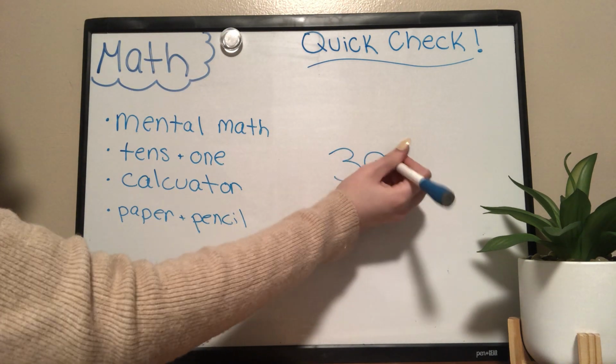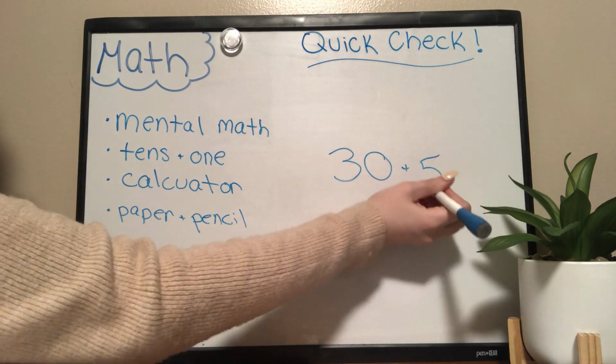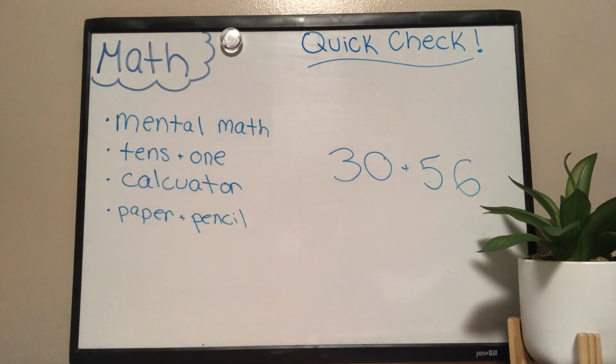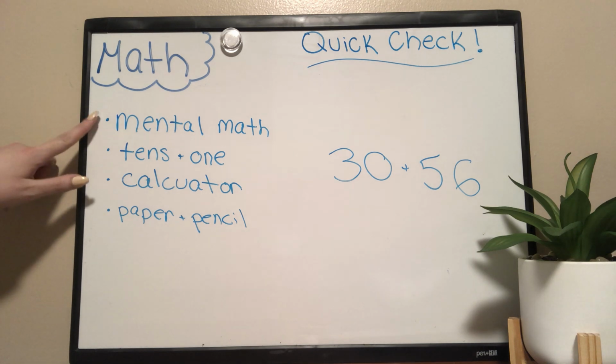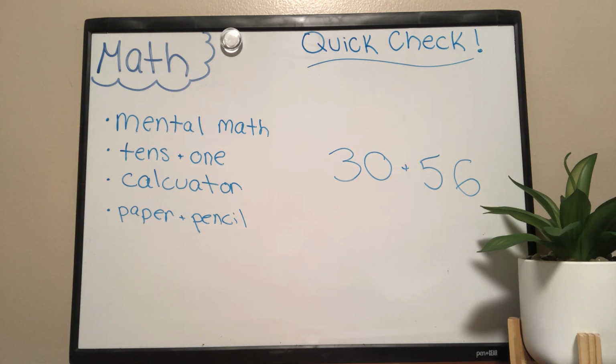All right, so if I had the problem 30 plus 56, how would I solve that? Which way would you choose to add? If this was me, I would either be using a paper and pencil, or really quickly, I could also just use mental math. Awesome job.